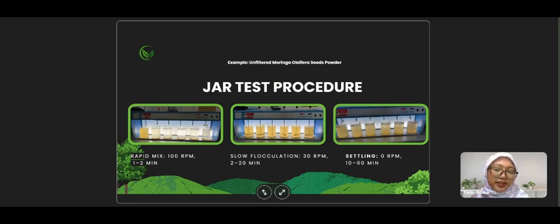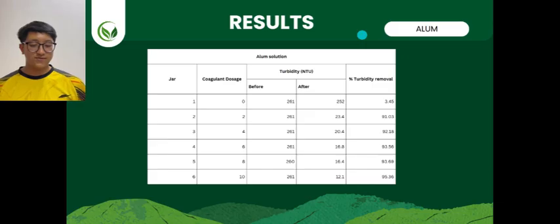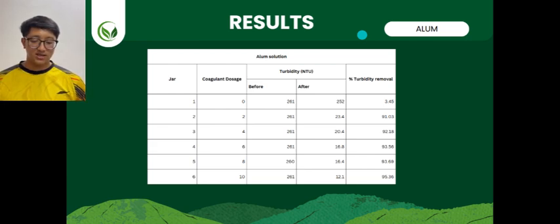Test procedure, the main method. So this is the picture of our unfiltered Moringa oleifera powder. We use three things: the rapid mix at 100 RPM, slow flocculation at 30 RPM, and settling at 0 RPM, where we put the stirrer at the top of the beaker. So, for alum, we use the 1, 2, 10 method, and for Moringa, filtered and unfiltered, we use 2, 20, 60, all in minutes. The objective of the experiment was to compare the effectiveness of alum, filtered Moringa oleifera seed extract, and unfiltered Moringa oleifera seed extract in removing turbidity from synthetic wastewater.